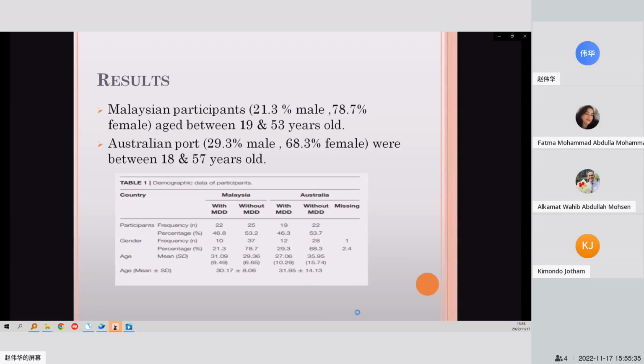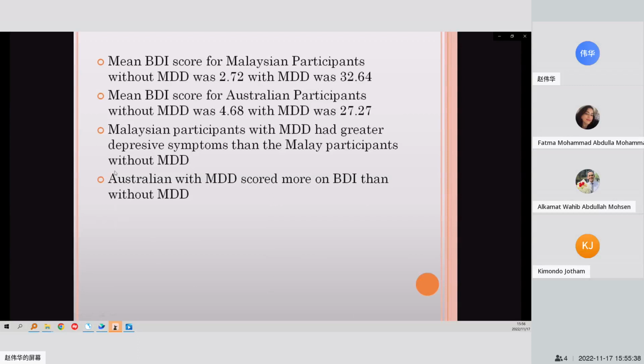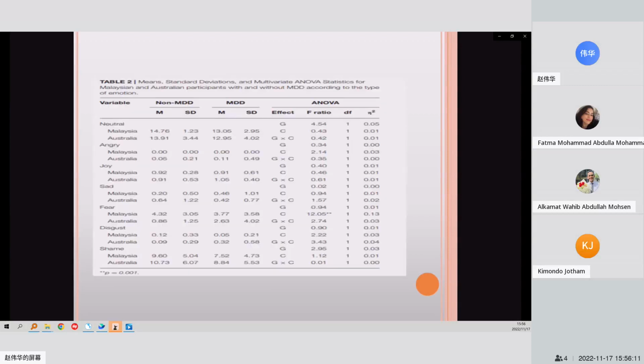And now let me explain this part. Mean BDI score for Australian participants without MDD was 4.68, and with MDD was 2.27. And one of the main results was that Malaysian participants with MDD had greater depression symptoms than Malaysian participants without MDD. In case of Australians, those with MDD scored more on BDI than without MDD.